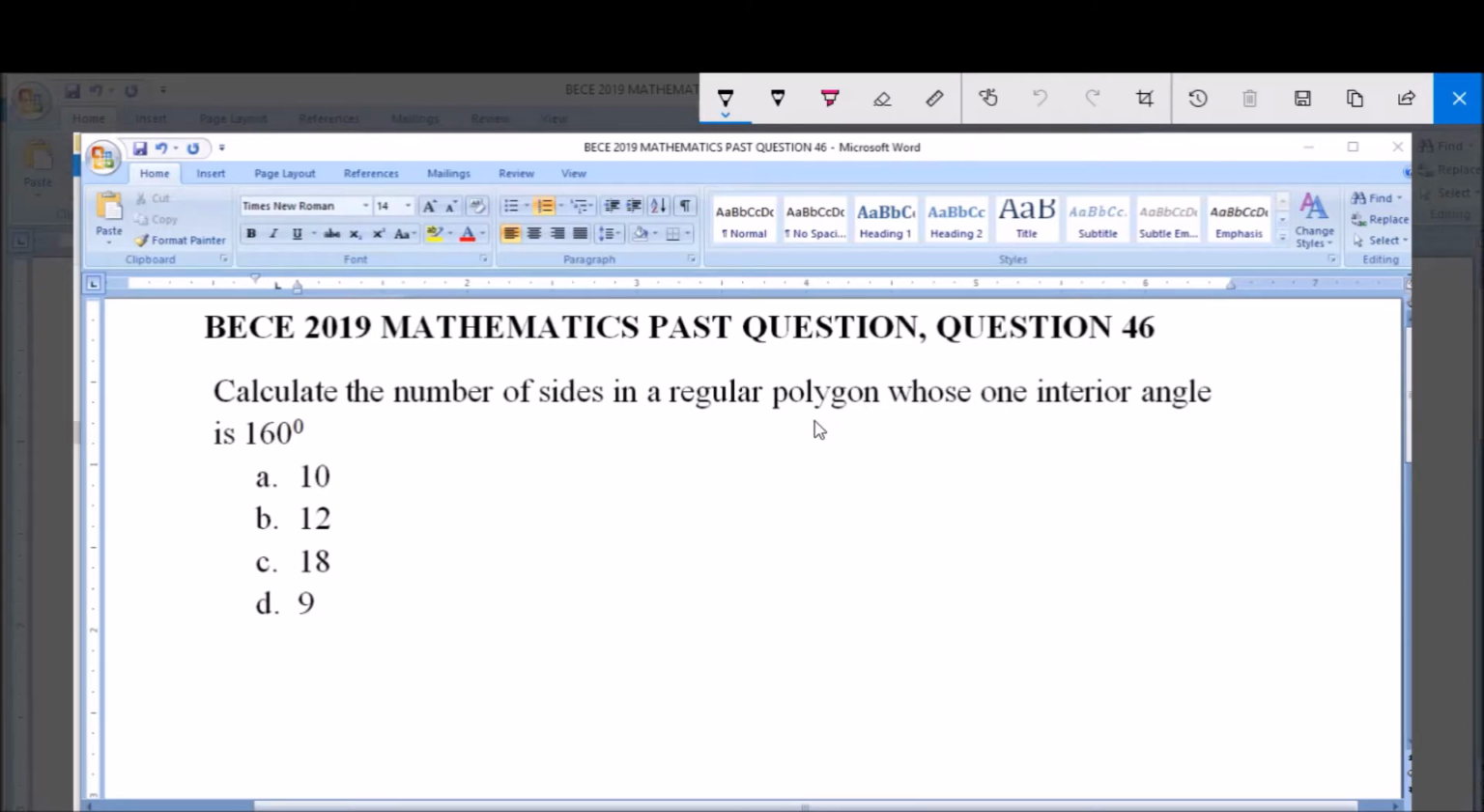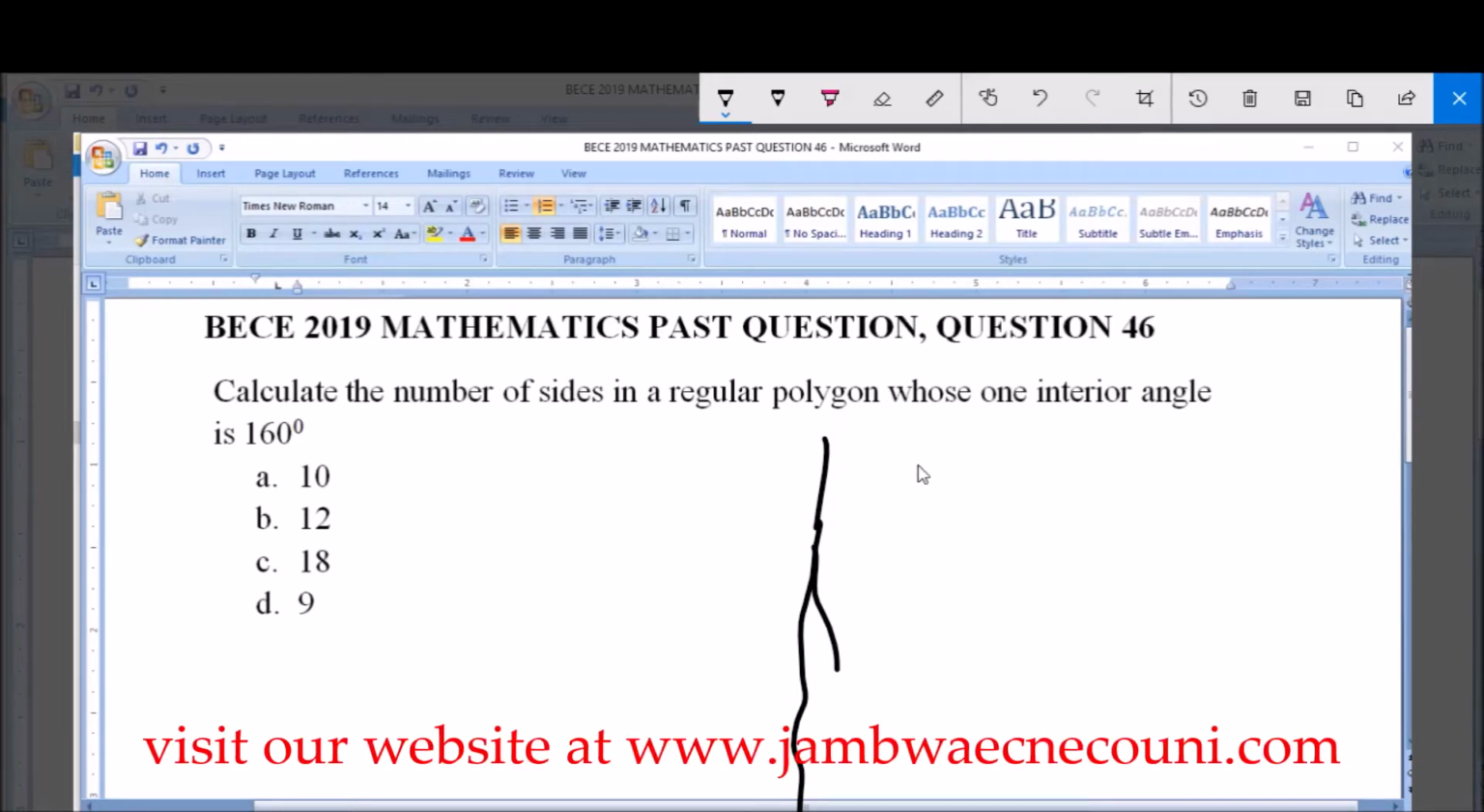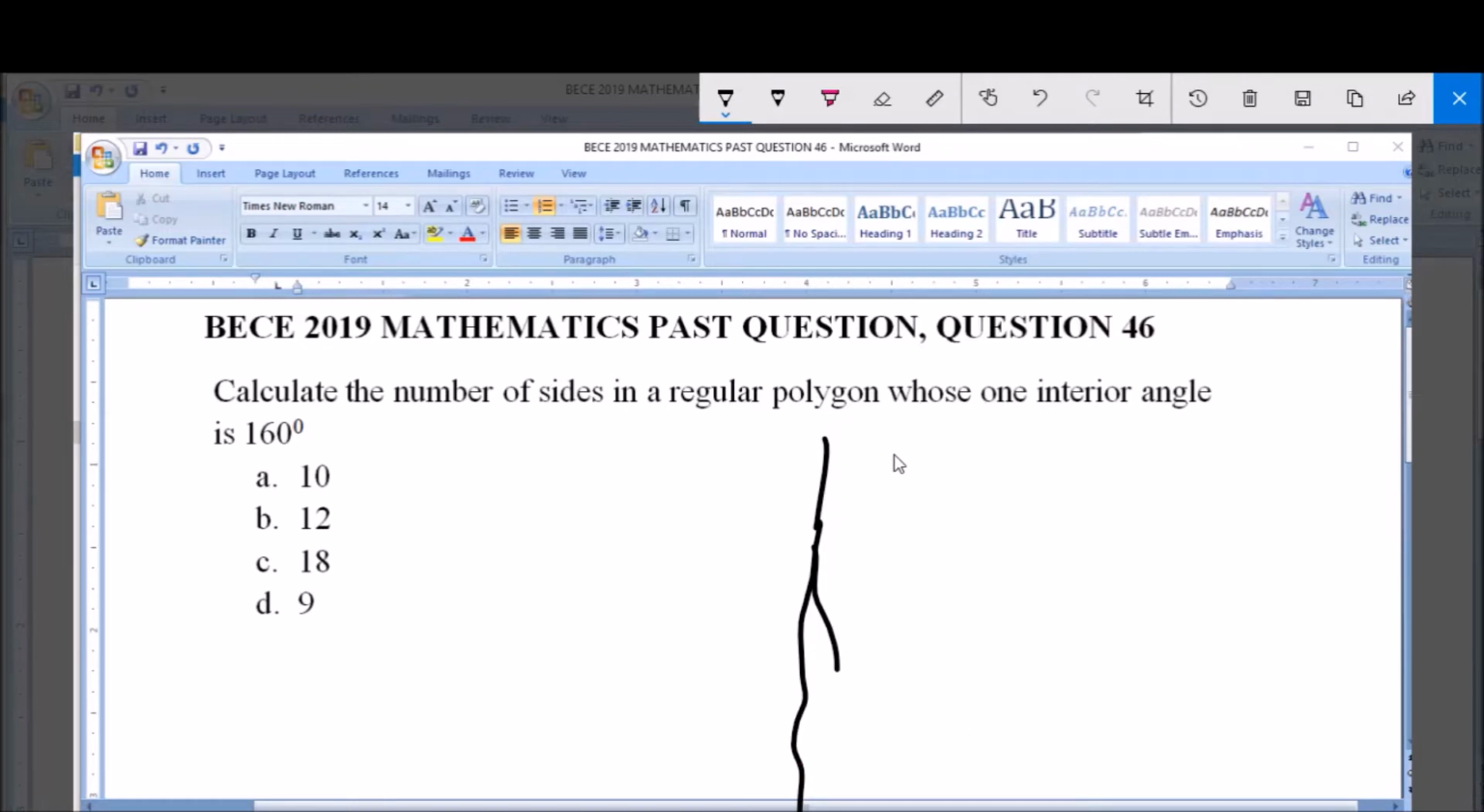Now let's divide our page so we can have enough space for our calculation. Now we have to find the number of sides of a regular polygon. A regular polygon here simply means that all the sides of this polygon are equal, and the angles of this polygon are equal. That is, each interior angle is equal to each other, and we have that one of the interior angles is 160 degrees. When you have a polygon of 4 sides, it will have 4 interior angles, and since it is a regular polygon, each of these 4 angles are equal.